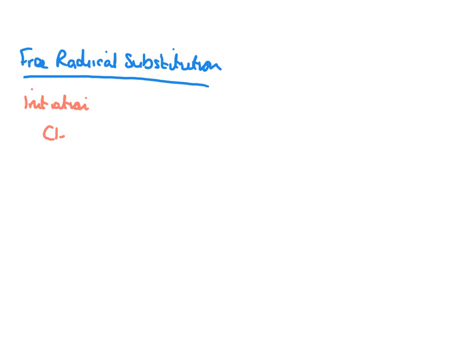So we have a chlorine molecule, and this is hit by UV light. It undergoes homolytic fission to produce two chlorine radicals. And we show the radical by placing this dot next to the chlorine. Now, what a radical actually is, a free radical is a species with an unpaired electron.